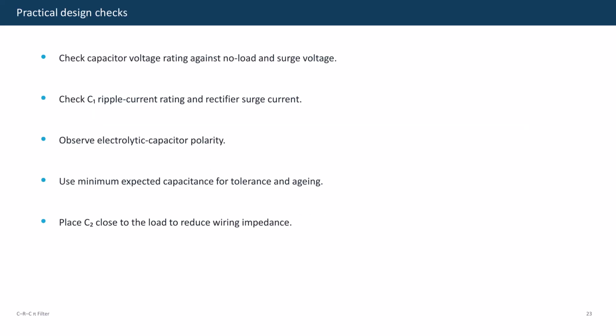A calculation is not the end of the design. Check capacitor voltage ratings against maximum no-load and surge voltage. Confirm the ripple current rating of C1 and the surge capability of the rectifier. Observe electrolytic polarity. Account for capacitance tolerance and aging by using the minimum expected capacitance. Place C2 close to the load to reduce wiring impedance.